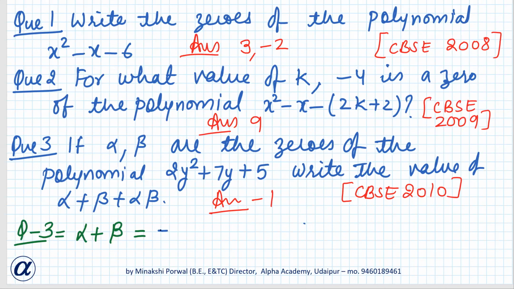Okay, so alpha plus beta is minus b by a. Sorry ma'am, my question number 1 is going on. Okay, it's okay, no problem.